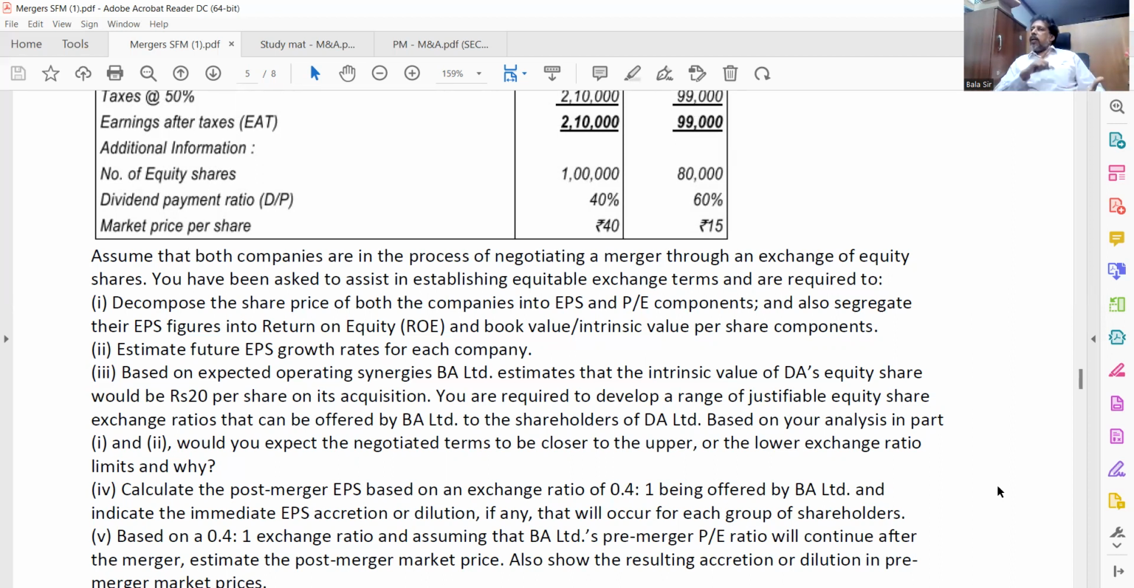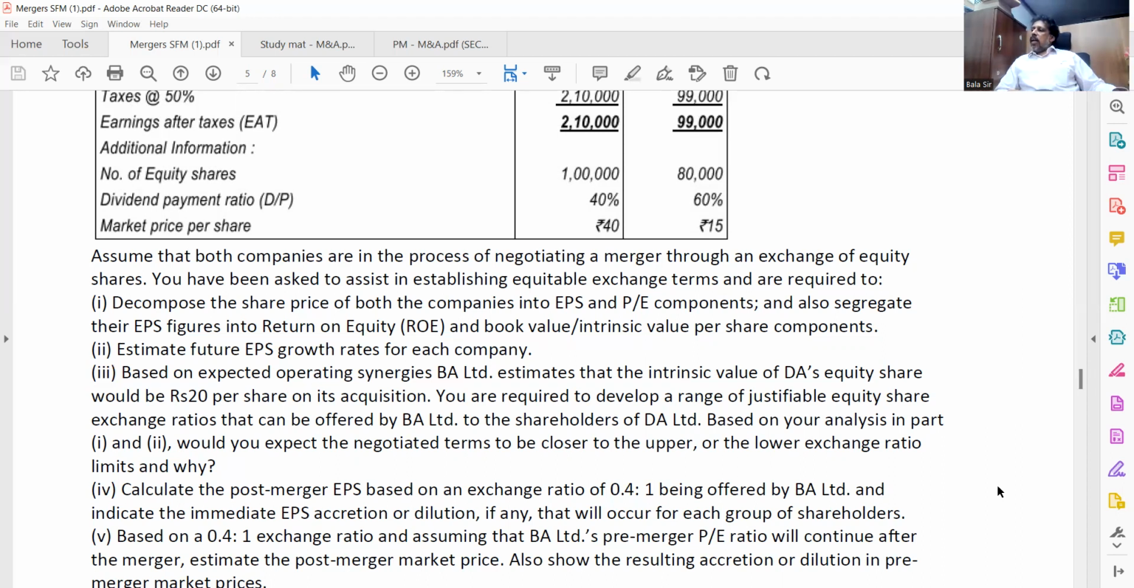You have to divide rupees 99,000, that is the earnings after taxation available to the equity shareholders, by the number of equity shares in your company. How many? 80,000. You guys are holding 80,000 shares. So 99,000 rupees upon 80,000, how much you get? 1.2375. That is the earnings or the profit per share.